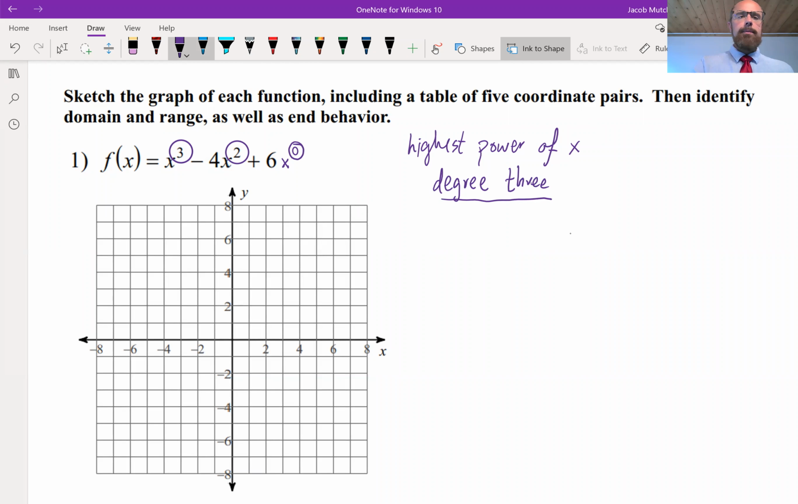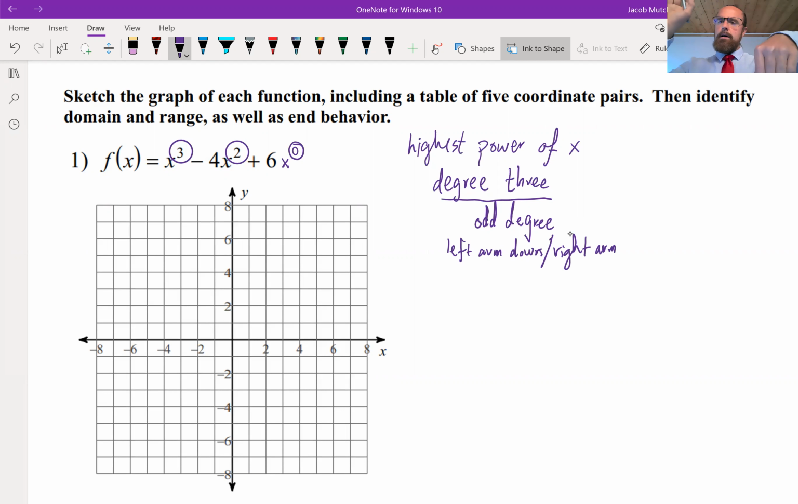Now, in terms of what that tells me about the behavior of the function on the extreme left and the extreme right, that is an odd degree. The number 3 is an odd number, so it's an odd degree function, which means I've got one of two cases. I've got the left arm down and right arm up, or vice versa. In either case, one arm's going to be headed down, one arm's going to be headed up. So it's either left arm down, right arm up, or left arm up, right arm down.